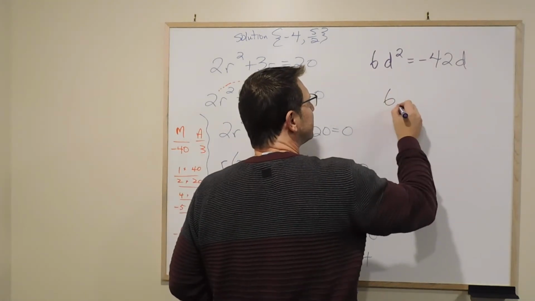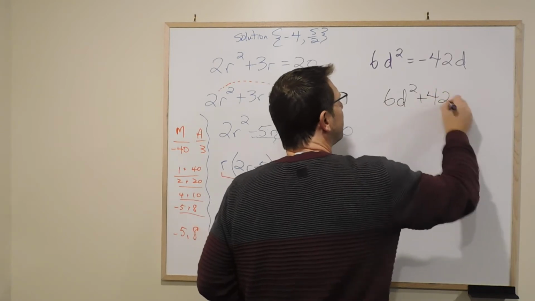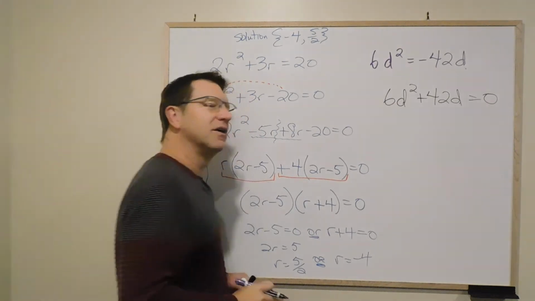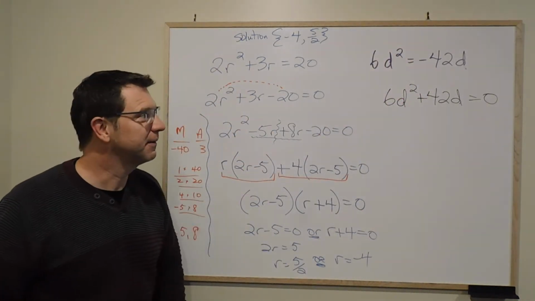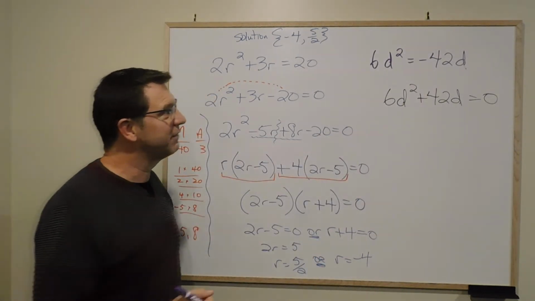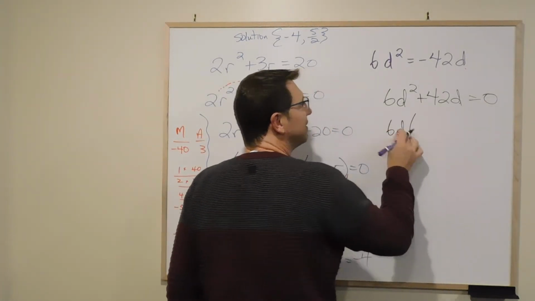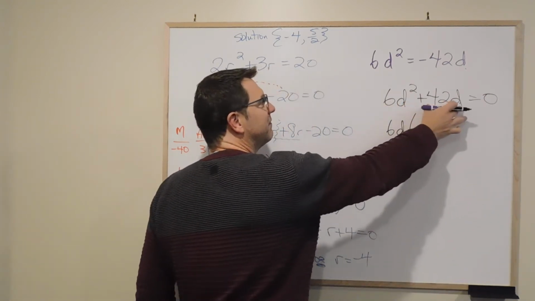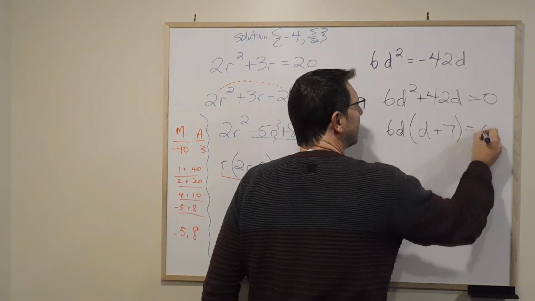So I got 6d squared plus 42d equals 0. See, I brought the negative 42d over to the left, and I have to switch the sign from a negative to positive. Now this one's easier to factor because there's only two terms, so all I'm doing is a common factor, and the common factor is 6d. So if I take 6d out of 6d squared, I'm left with d. If I take 42d divided by 6d, I'm left with plus 7 equals 0.